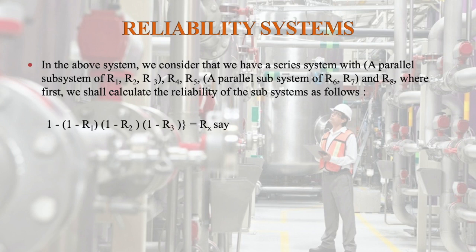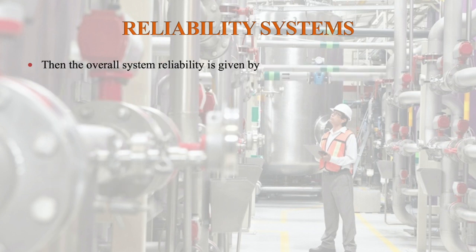That is, 1 minus (1 minus R1) into (1 minus R2) into (1 minus R3), that is equal to Rx, and 1 minus (1 minus R6) into (1 minus R7), that is Ry, say. Then the overall system reliability is given by R is equal to Rx, R4, R5, Ry and R8.